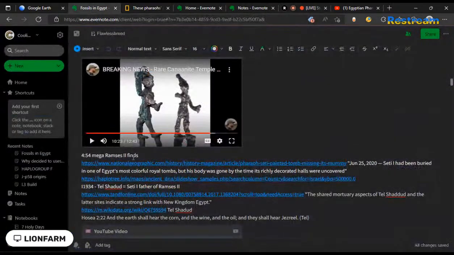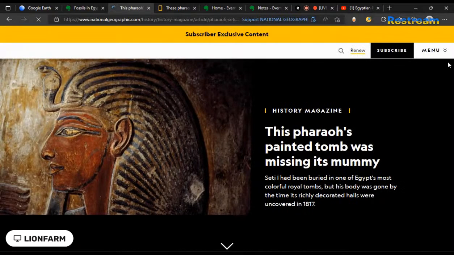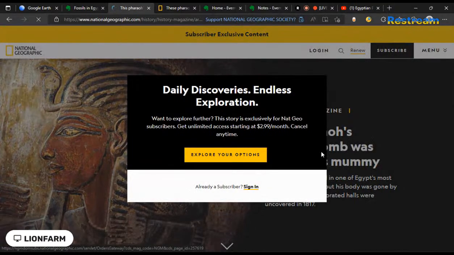All right, so let's dive in. So right back to what we were talking about. If you know about Seti's tomb, right? When they found Seti's tomb, let me just point this out. If you've seen his extravagant, decorated tomb, right?